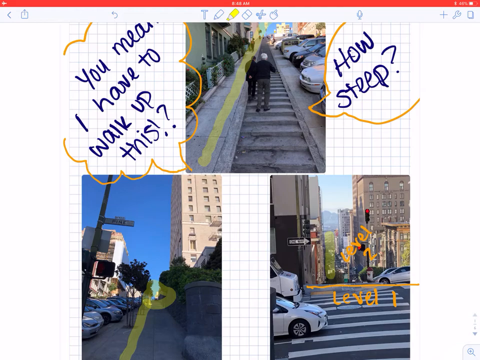What about this one? We have cars driving here, but then there are also cars and streets down here. How steep do you think this hill is that we can't even see to get us from this level to this level?